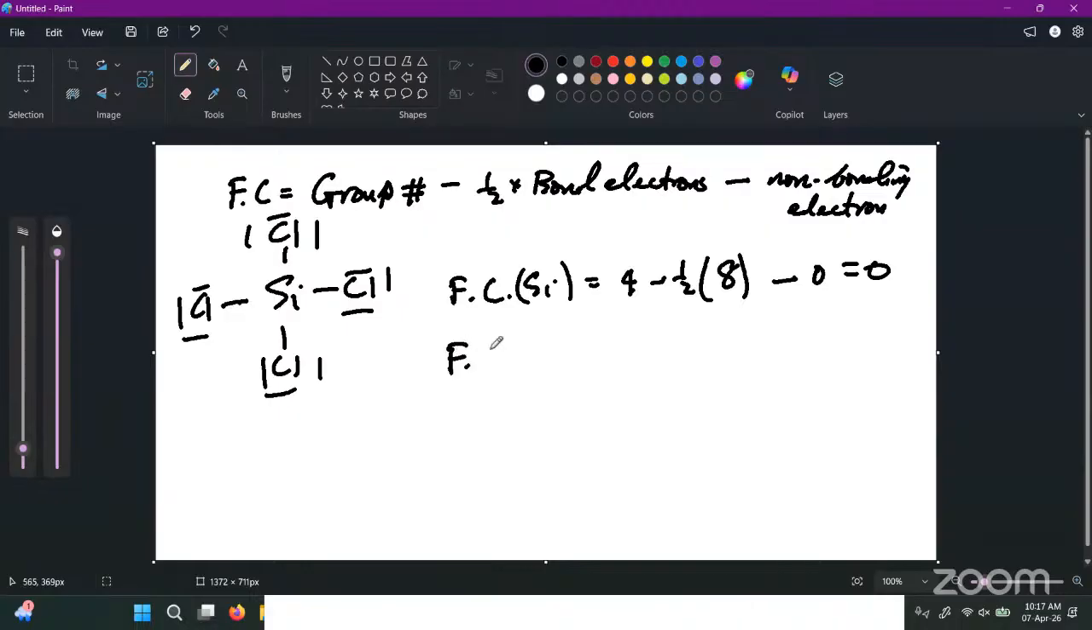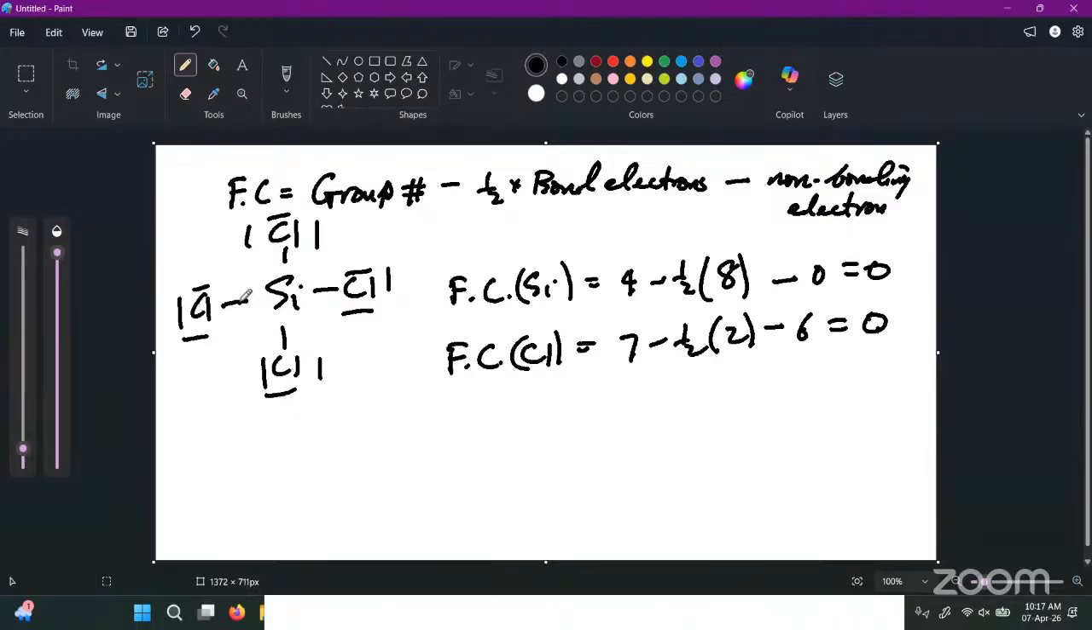And then we do a similar calculation for the chlorine. The calculation that you do for one chlorine atom will be the same for the others because they all have the same electronic arrangement, right? So I'm just going to do the calculation for one chlorine atom. That will be the group number of chlorine, which is 7, minus half the number of bonding electrons, which is 2, minus the number of non-bonding electrons, which is 2, 4, 6. And what does that give? 0, right? So there are no charges on the chlorine and no charges on the silicon, so the entire atom is neutral. That's how you calculate the formal charge in these cases.